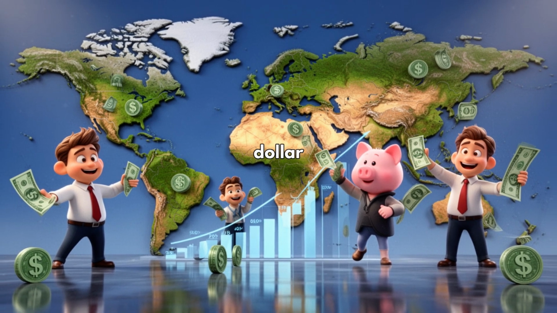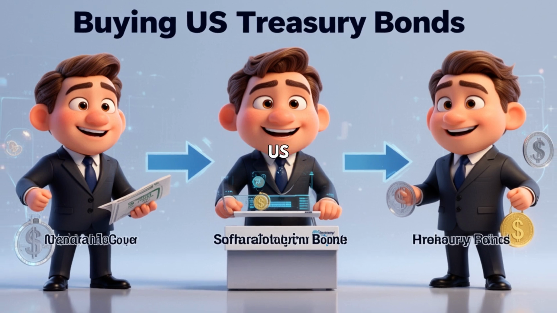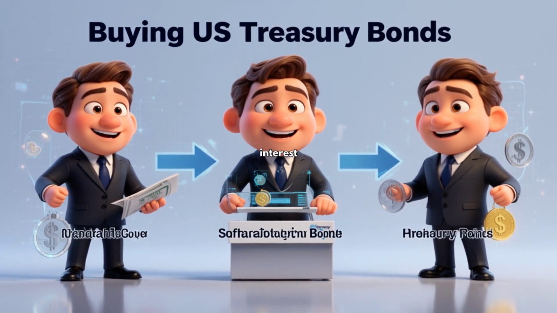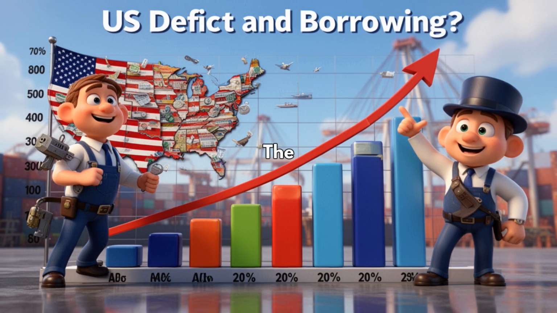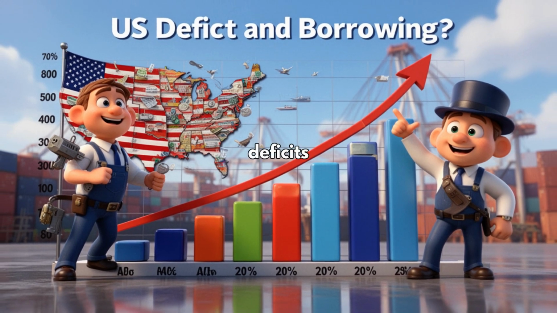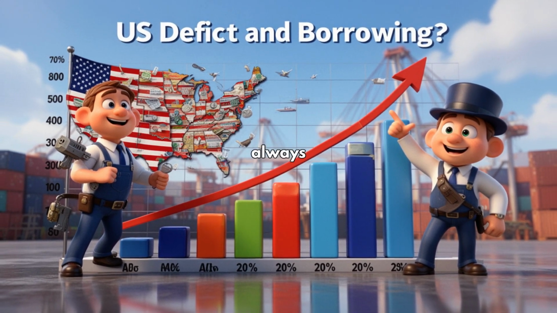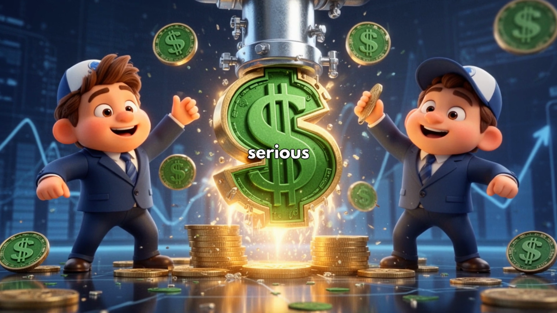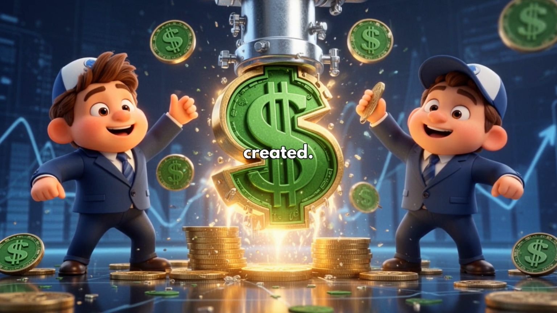Countries accumulated dollar reserves. They bought US Treasury bonds, effectively lending money to the American government at low interest rates. The US could run trade deficits and borrow cheaply because the world always needed dollars. That system is now under serious pressure for the first time since it was created.